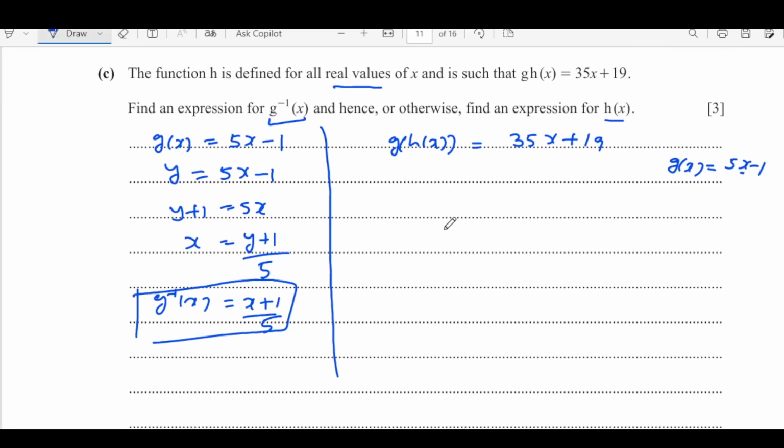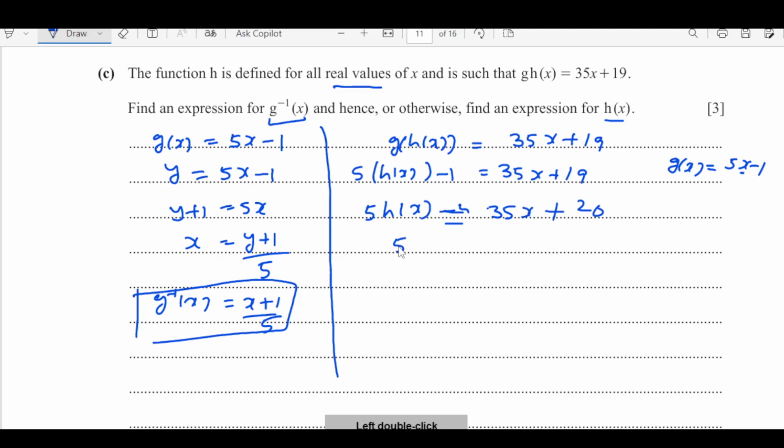So we are replacing x in g(x) with h(x). So this is going to be 5 times h(x) minus 1 equals 35x plus 19, because we are looking for h(x), right? So this is going to be 5h(x) minus 1. The 1 is separate, so this 1 is going to be shifted to the other side. So this is 35x plus 19 plus 1, it will be 20, right?